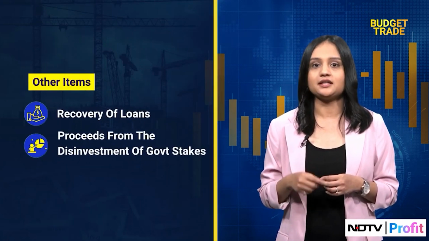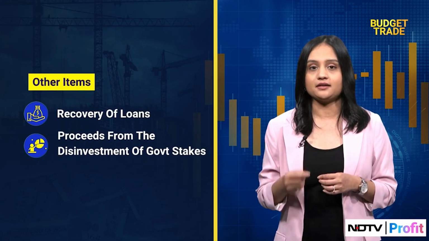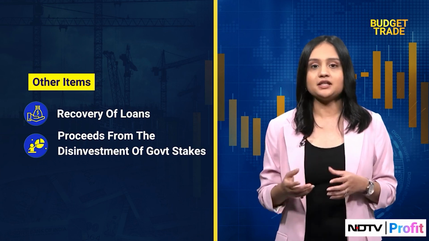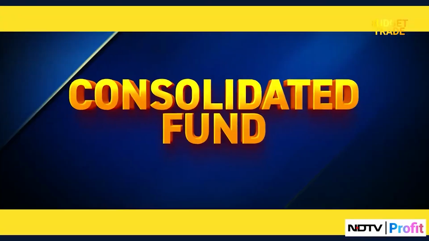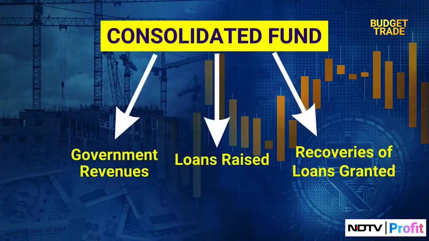Other items that also fall under this category include the recovery of loans granted by the centre to state governments and proceeds from the disinvestment of government stakes in the public sector undertaking. The next word is consolidated fund. Under this, the government pools all its funds together. It includes all government revenues, loans raised, and recoveries of loans granted.